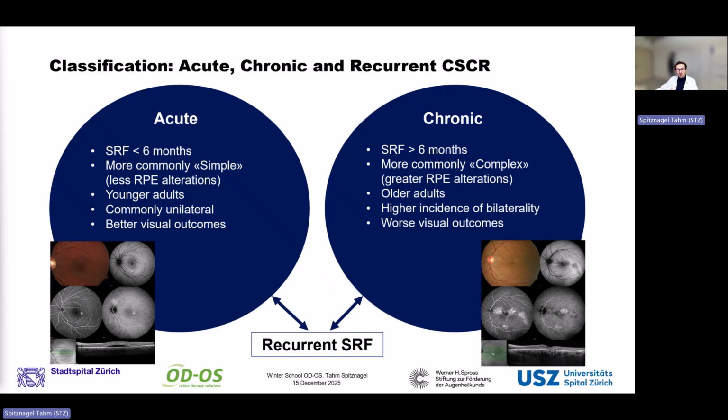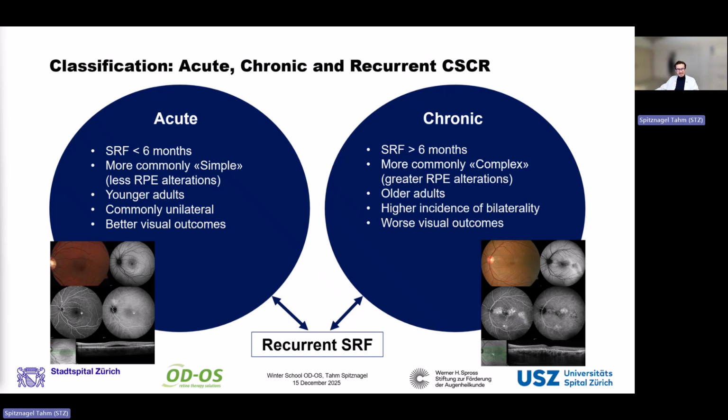In contrast, the chronic CSCR is characterized by persistent subretinal fluid lasting for longer than 6 months. These cases more frequently show complex disease patterns with widespread RPE changes, higher rates of bilaterality, and a significantly worse visual prognosis. Recurrent CSCR represents an intermediate phenotype where episodes of subretinal fluid reoccur after periods of resolution.